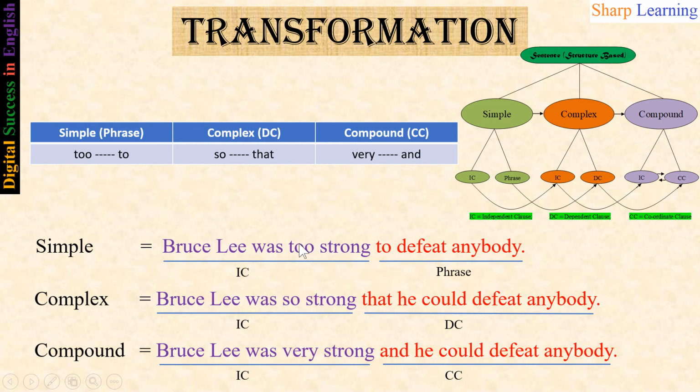Notice the basic changes. In a simple sentence, here is too. In a complex sentence, so that, here is that, here is so. Then in a compound sentence, very and, here is and. So in a simple sentence for making a phrase, too; then in a complex sentence for making DC we have used so that; then in a compound sentence for making CC we have used very and. Yes, these are the basic changes of prepositions and conjunctions.